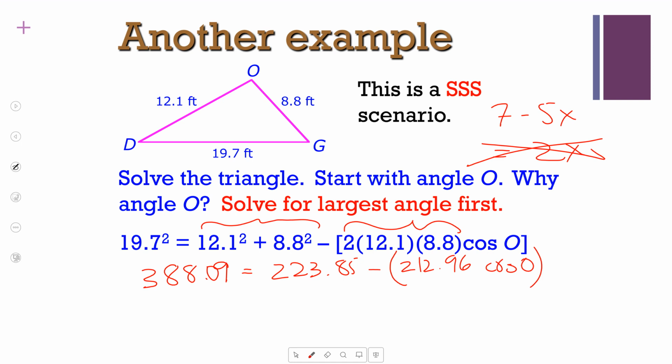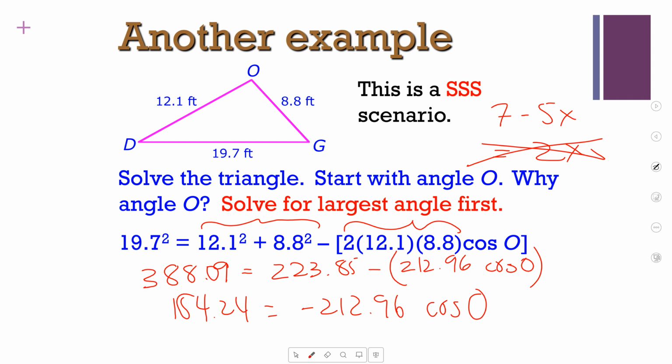What do I do next? Subtract 223.85 from 388.19. I like it. What does that give me on the left? 164.24. And then this side becomes negative 212.96 cosine of theta. Okay, what's the next step? Divide by negative 212.96 on both sides.